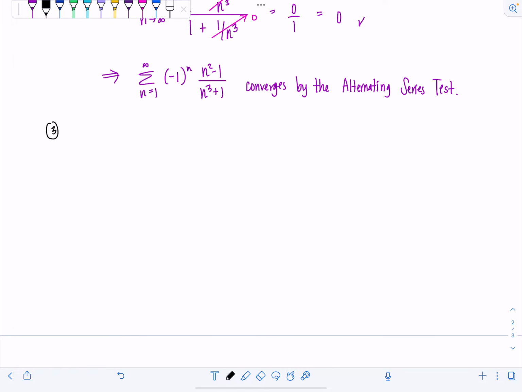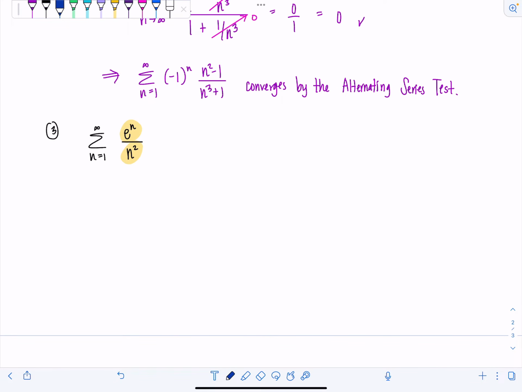Example number 3. We've got the sum, n equals 1 to infinity, of e to the n over n squared. So before I jump in, I want you to notice something. An exponential function always grows faster than any polynomial. Why do I mention that? Because that means the numerator is growing faster than the denominator. So the terms here most likely won't even pass the test for divergence. The limit as n goes to infinity will not be 0.